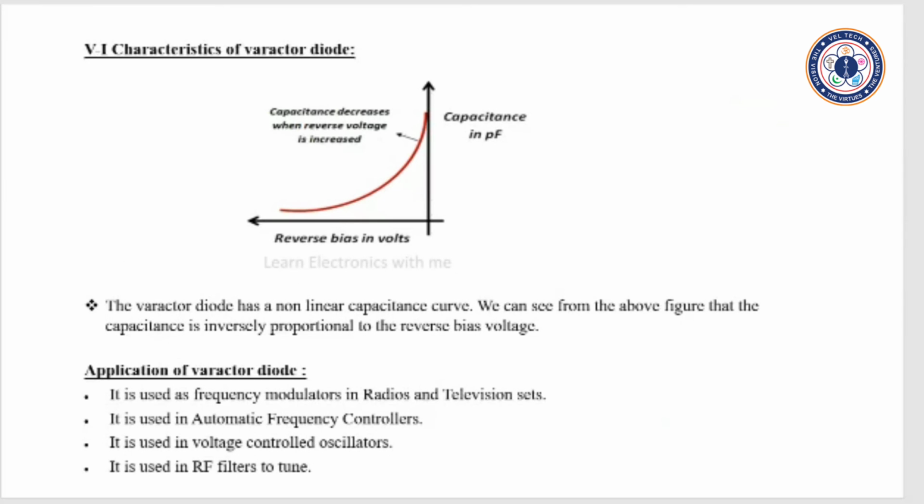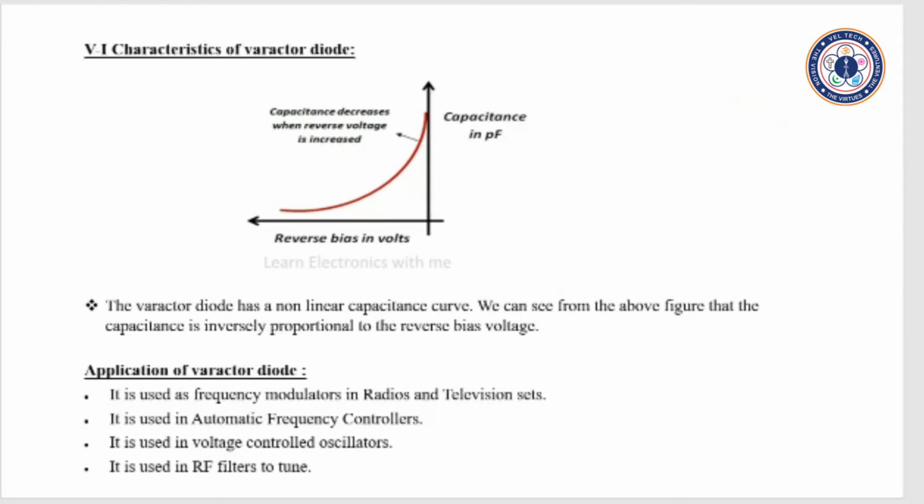Characteristics of varactor diode. Here see, when the capacitance is high, the reverse bias voltage is low. When the capacitance is low, the reverse bias voltage is high. From the graph, we conclude that the capacitance is inversely proportional to the reverse bias voltage.